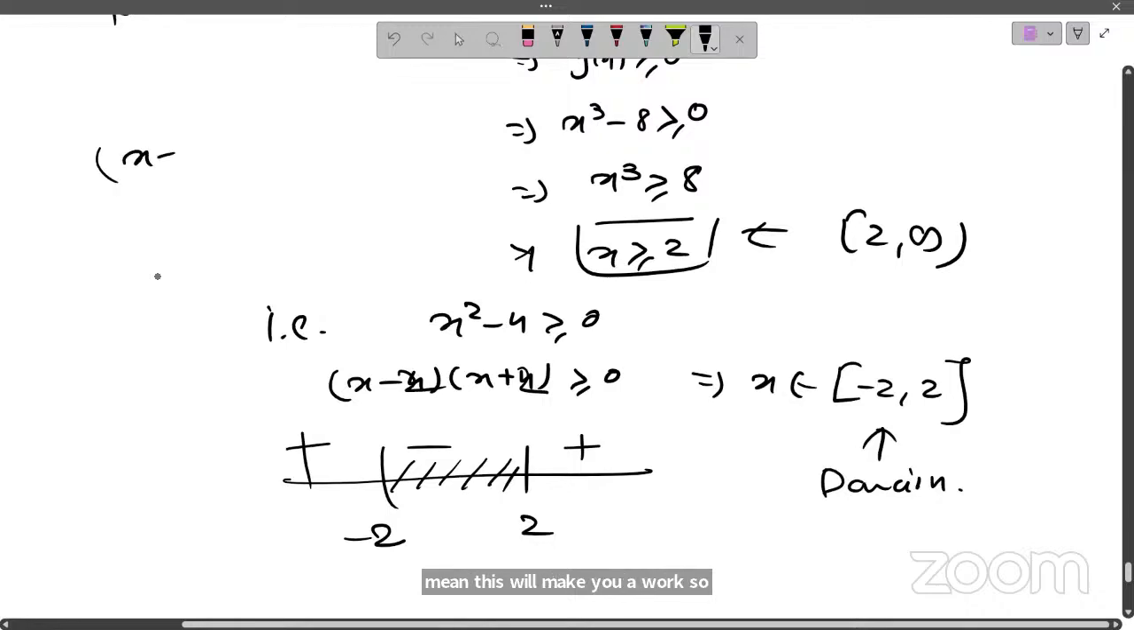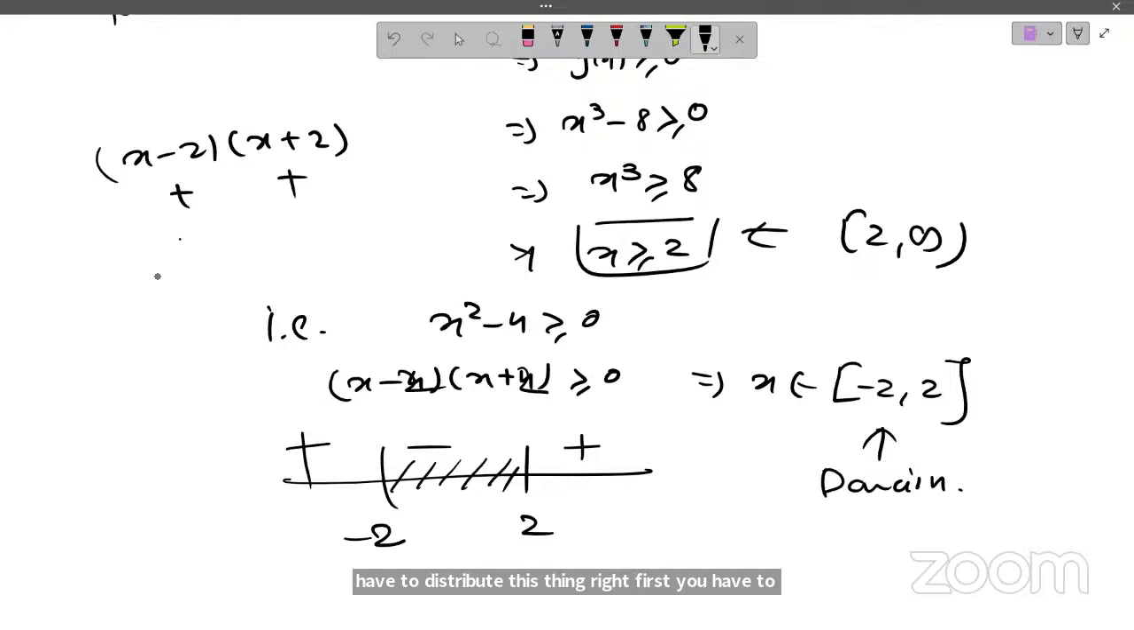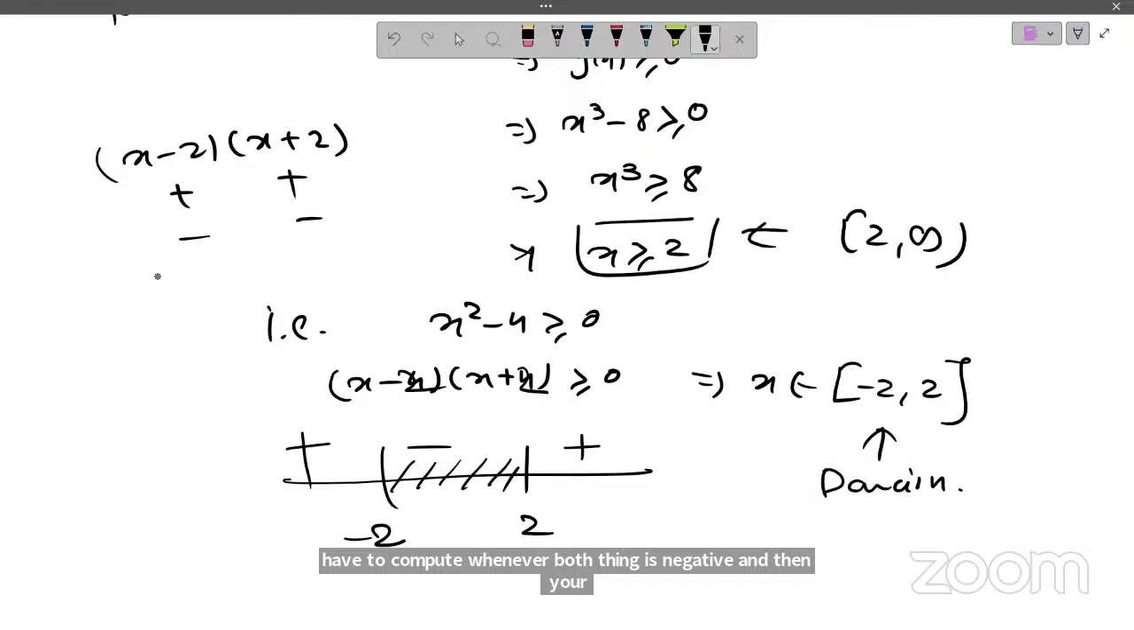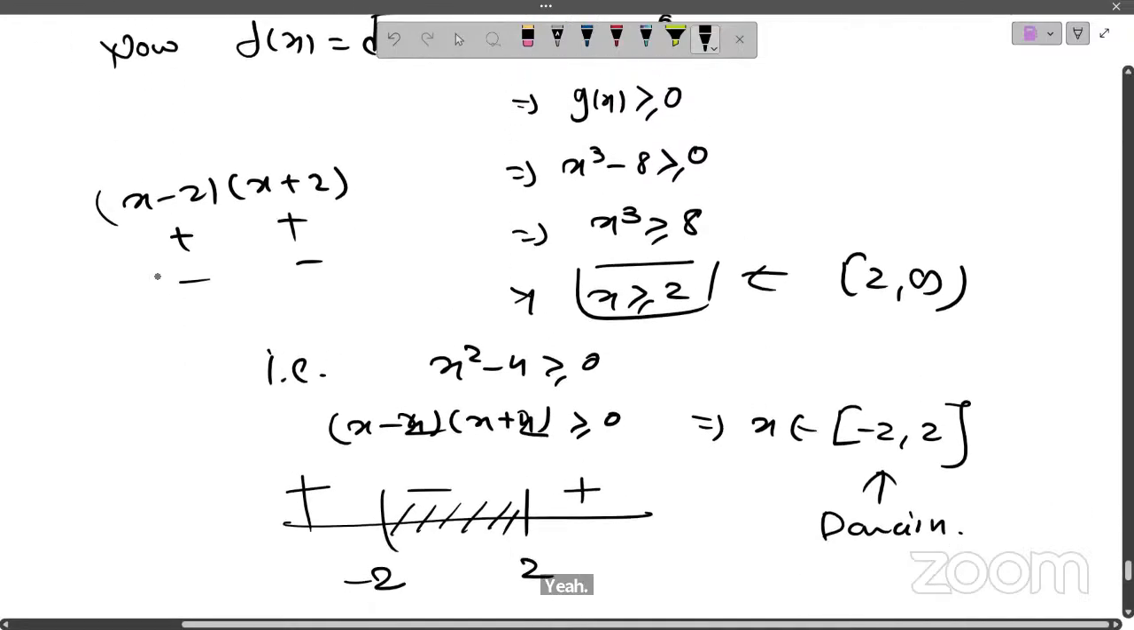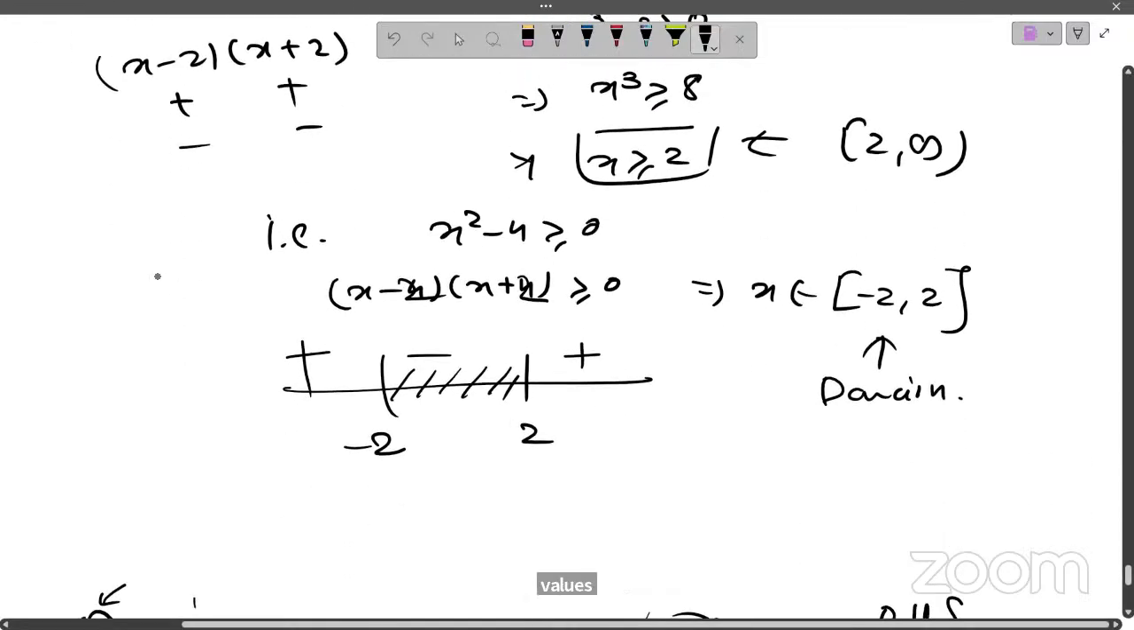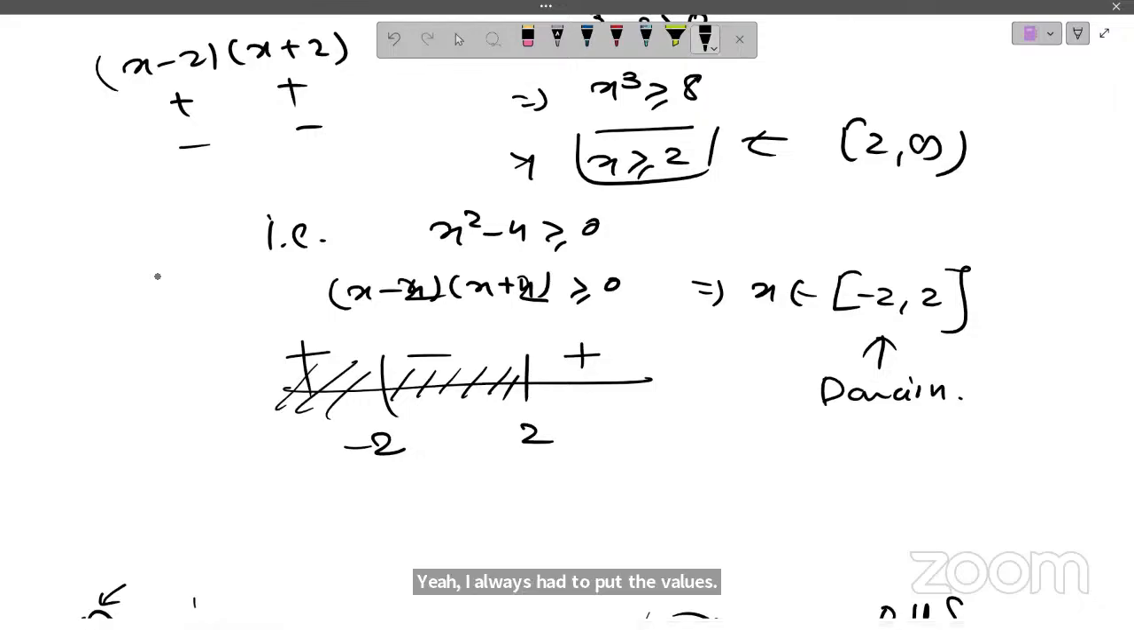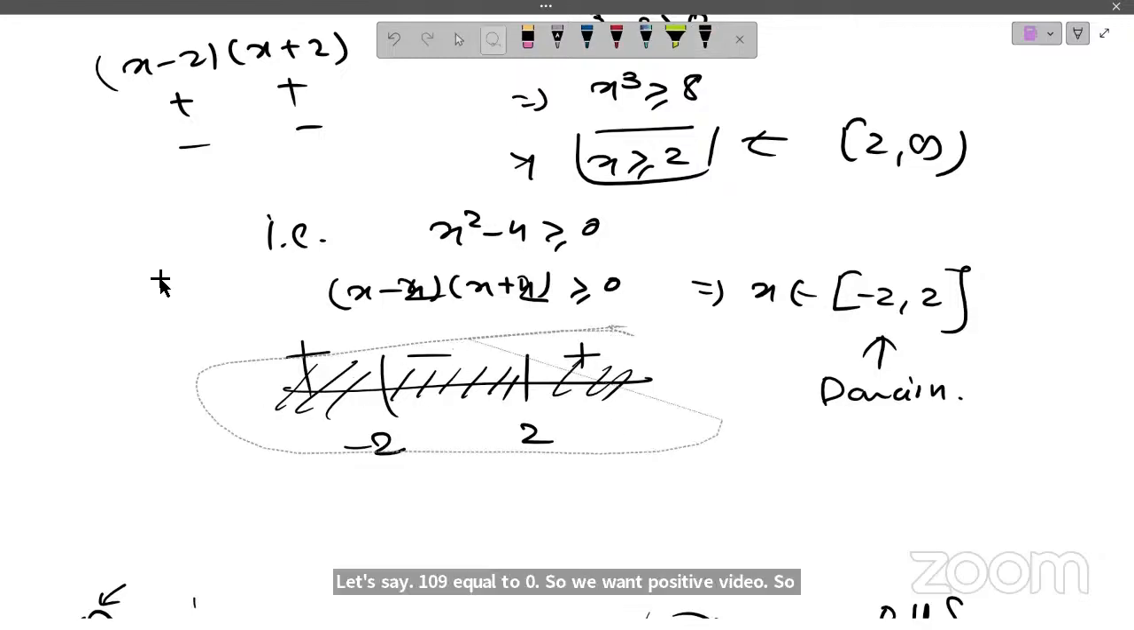Otherwise, you have to distribute this thing, right? First, you have to compute whenever both things are positive. Then you have to compute whenever both things are negative, and then we have to take the union. But ma'am, here you have shaded the negative area. Why? Oh, sorry, not positive area. No, wait. So negative, positive. We want greater than or equal to 0. So we want positive area. So this should not be the case, right? Why did we shade this?